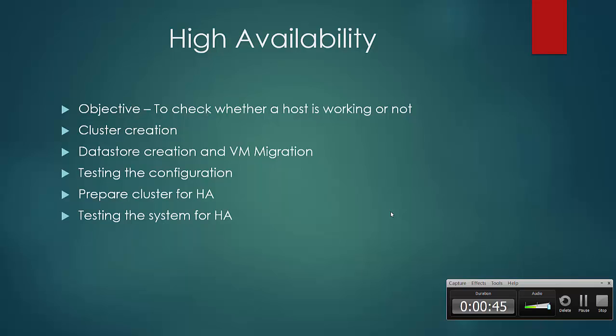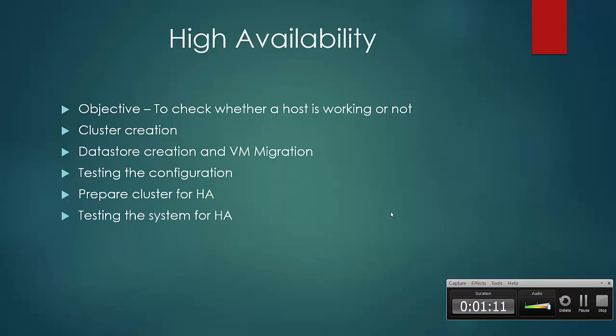The objective states that in case a vhost fails, then we have to migrate all the VMs in that particular host to another available host. There will be other points such as cluster creation, data store creation and VM migration, testing the configuration, preparing the cluster for high availability and testing the system for HA, which will be covered later.